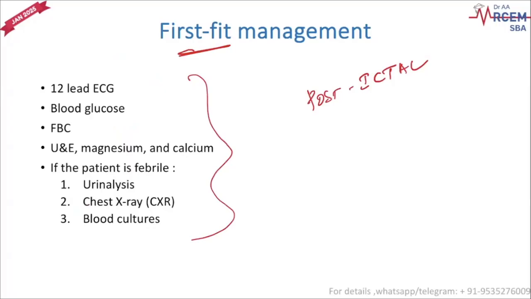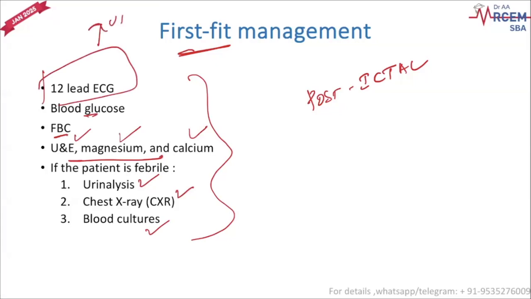Can it be an infection? Then get a urine analysis, chest X-ray, blood cultures. Can it be an electrolyte imbalance? Get calcium, magnesium, urine electrolytes. Get a full blood count again to look for infection. Blood glucose levels. Can it be hypoxia? Sometimes VT and VF can mimic seizures, but post-ictal drowsiness will be absent in that.